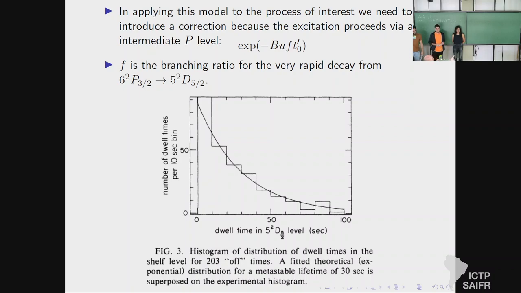So I was curious, why do you need very different lifetimes for your two transitions? Why won't it work if you have similar lifetimes?